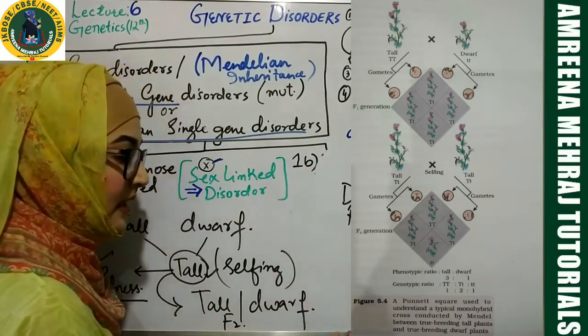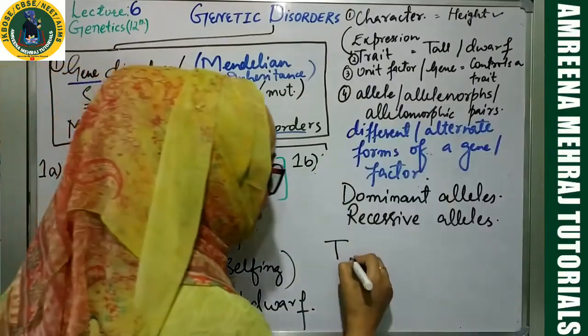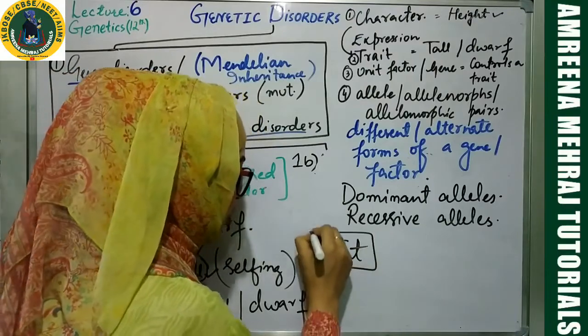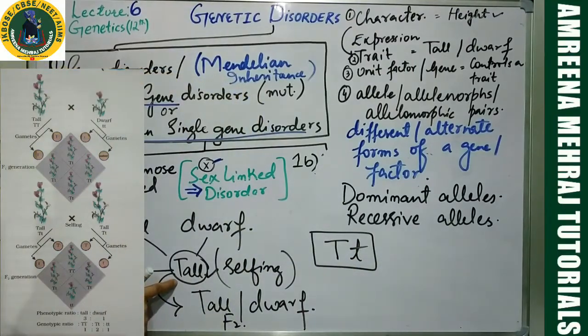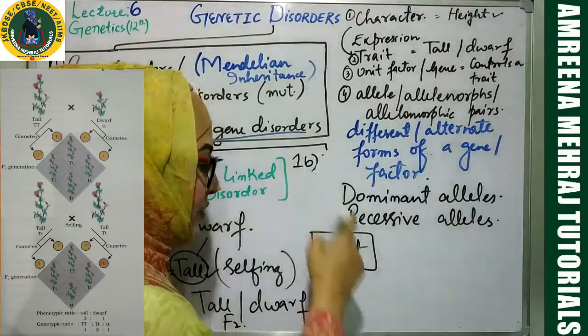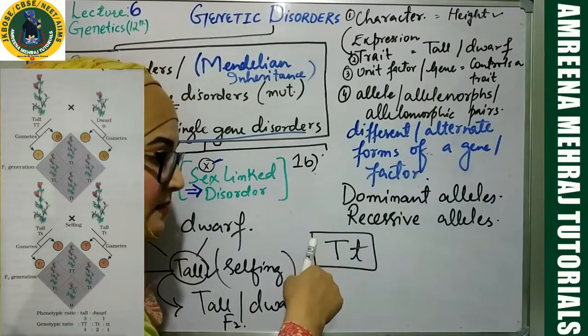And for dominant allele, he used the uppercase letter. And for recessive allele, he used the lowercase letter. So this was the genetic constitution of this F1 individual. The F1 individual was having one allele for tallness, one allele for dwarfness. Okay, so he has devised this methodology.